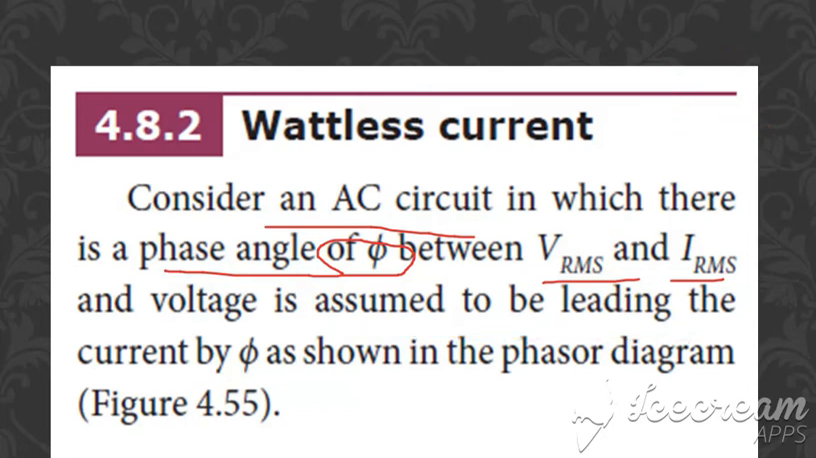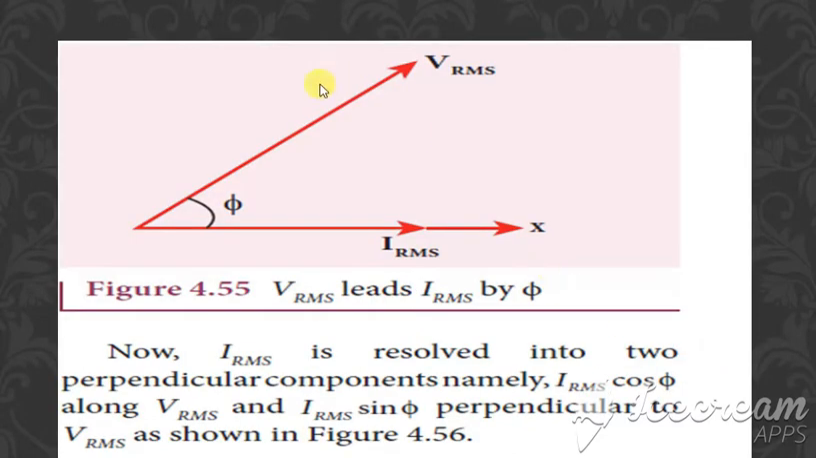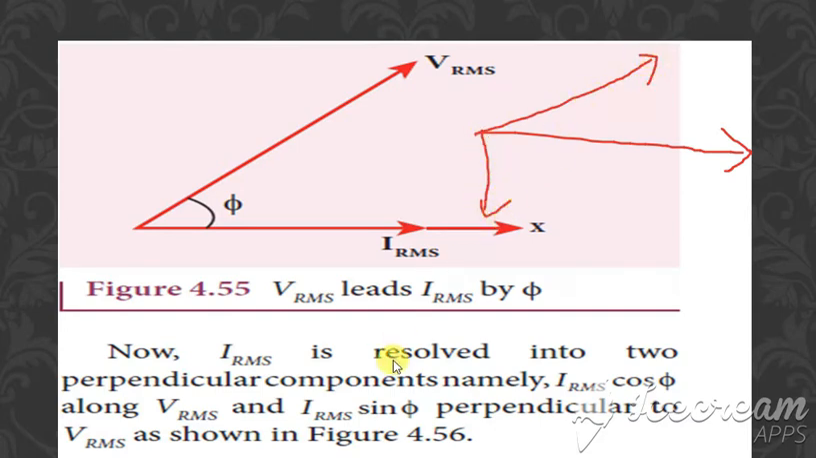Okay, so considering this, when you see the current here, this is VRMS, this is IRMS, and this is the angle phi. Now, the current is going to be resolved into two components. So this is the value of current, and if you split it, it is split into two components. One value is IRMS into cos phi.